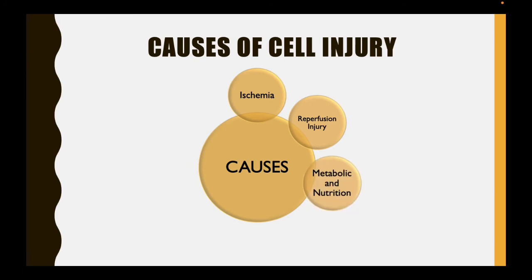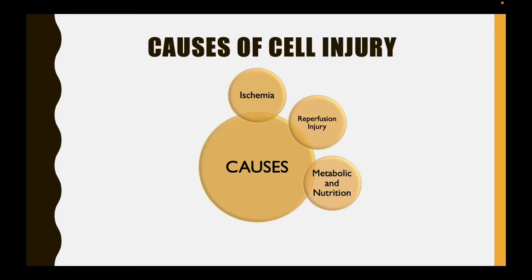The metabolic and nutritional causes could be malnutrition. For example, we can divide malnutrition into kwashiorkor and marasmus. So, kwashiorkor is basically a decreased intake of protein, whereas marasmus is a decreased intake of calories. Opposite of malnutrition would be excess of calories. So excess of calories can be seen in situations of obesity.